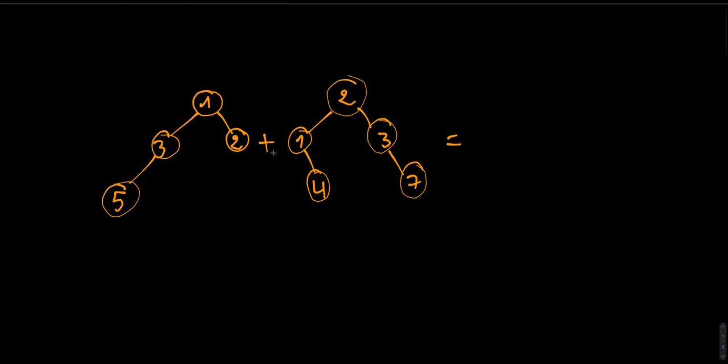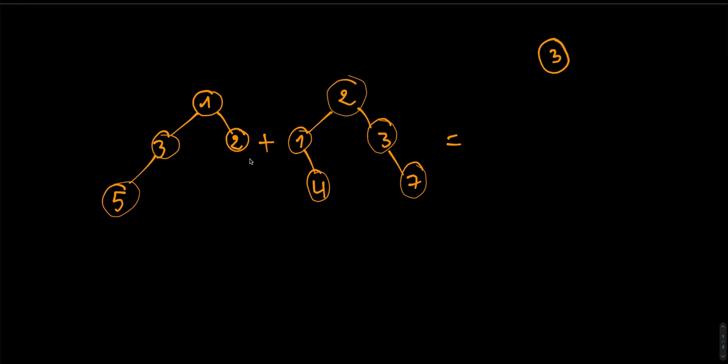Now the question is, how are we going to solve this problem? Well, it's pretty simple. We're going to use the recursive approach. At the beginning, we're going to check if the roots are null. In our case, the roots are not null. That means that we can add them up. So I'm going to add 1 plus 2, that is 3.